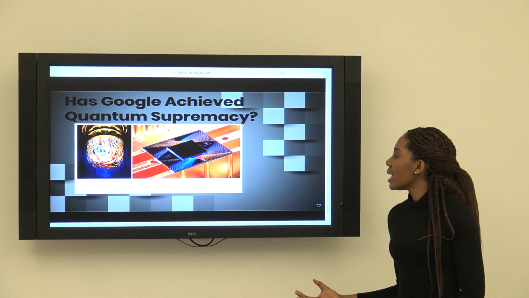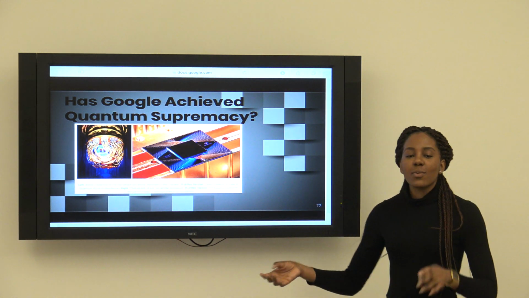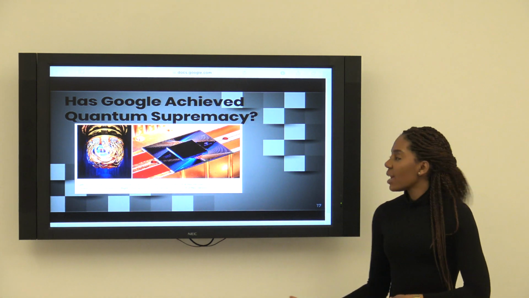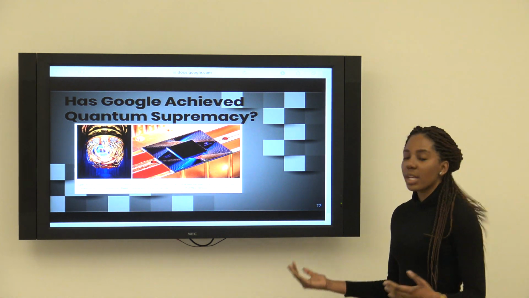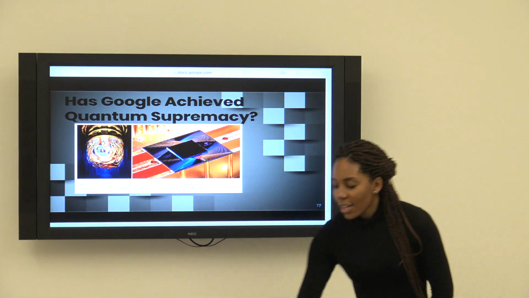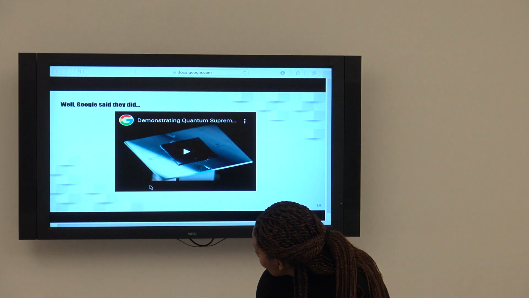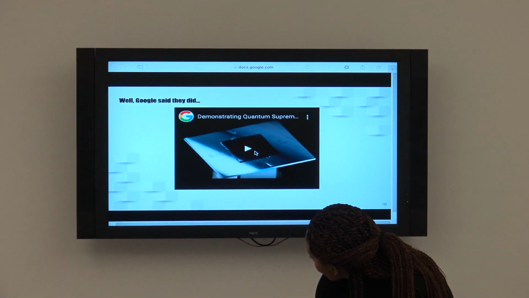Now, IBM's claim was that they rigged it so that the quantum computer would excel in the task and the classical computer would fail. Well, Google people said they achieved quantum supremacy, so let's see. Let's find out what they said.